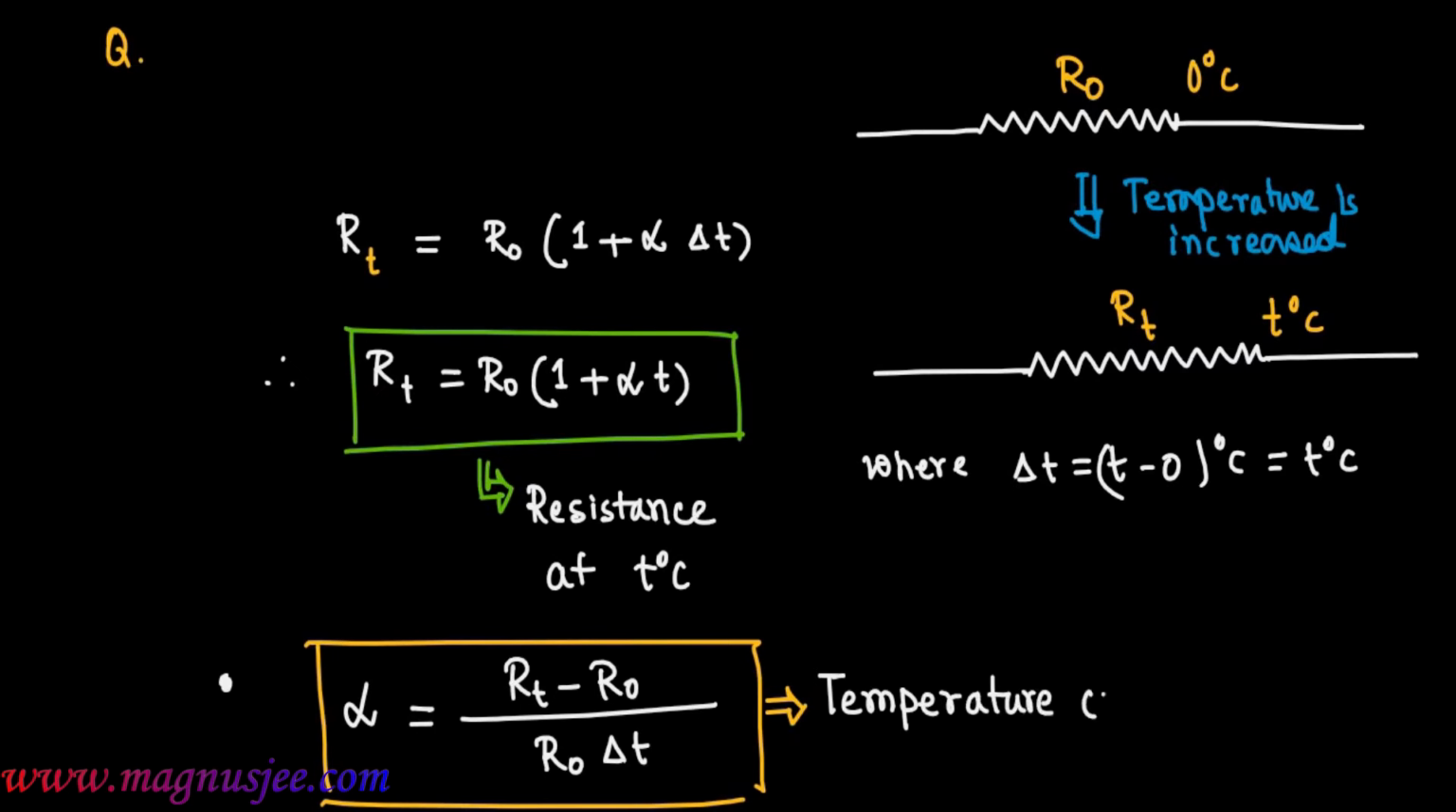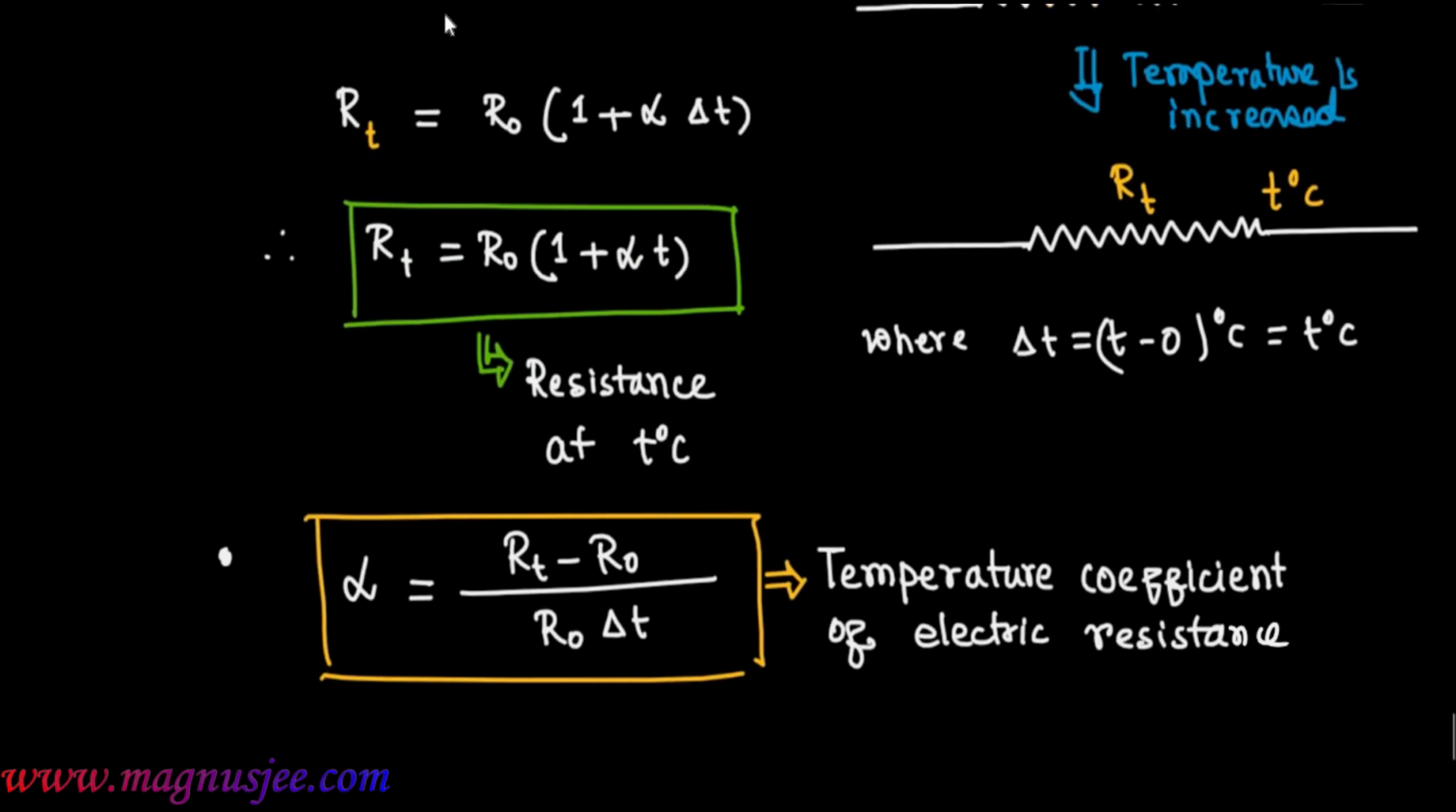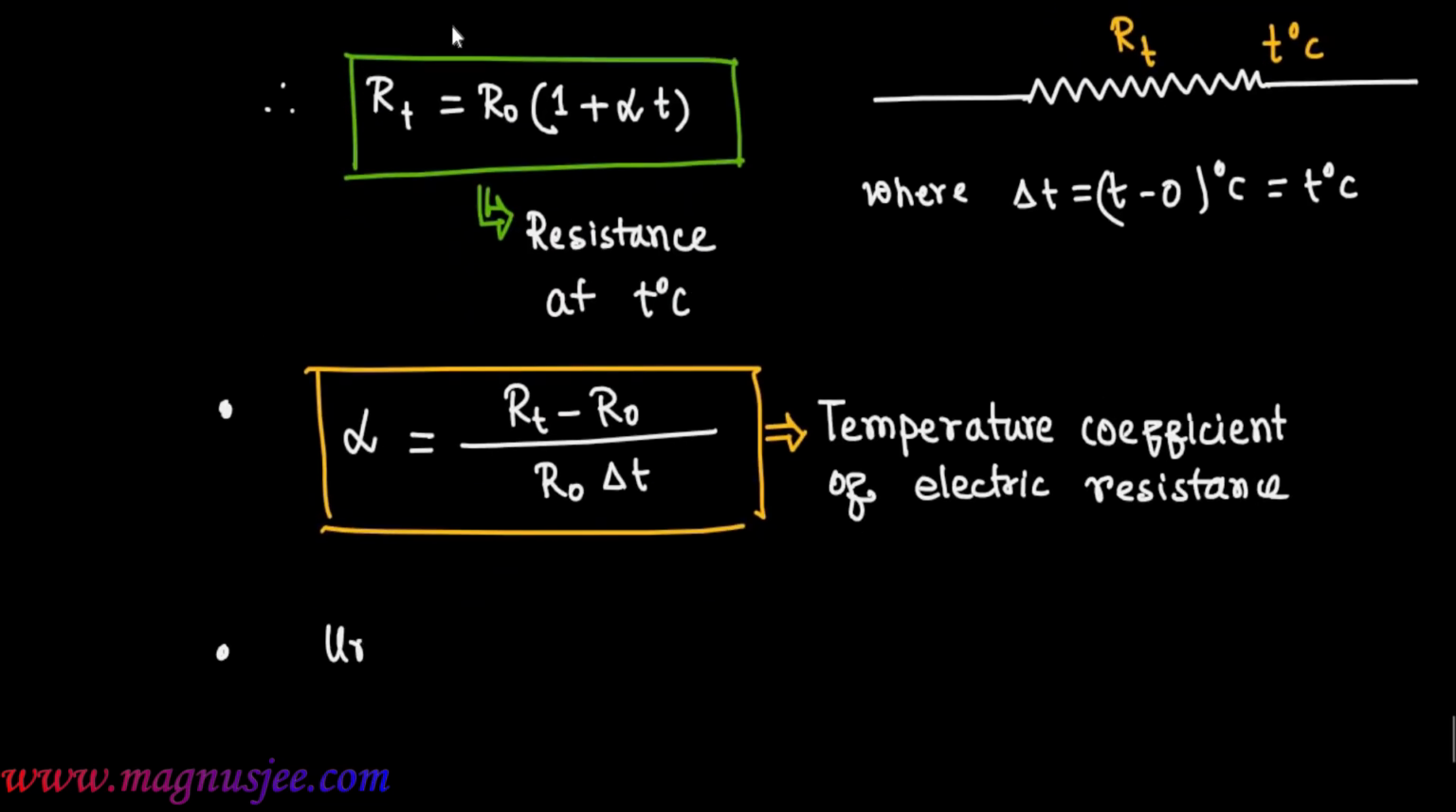Alpha is the temperature coefficient of the electric resistance. Unit of alpha is Kelvin inverse or degree C inverse. RT is the resistance of the conductor at T degree C, R0 is the resistance of the conductor at 0 degree C, and alpha is the temperature coefficient of the electric resistance.